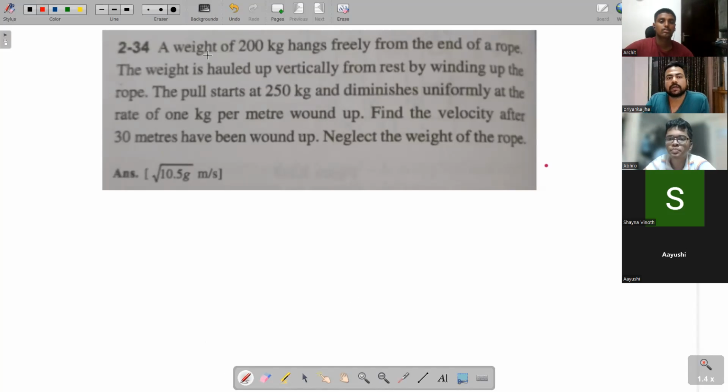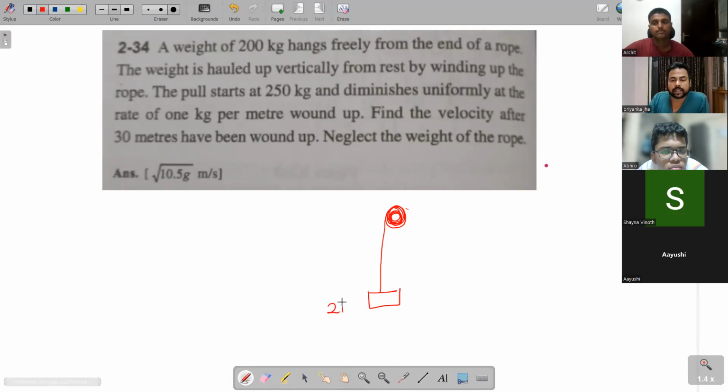Okay, see, I'll solve the question. A weight of 200 kg hangs freely from the end of a rope. The weight is hauled up vertically from rest by winding up the rope. See, suppose here the rope is wound up. Here, this body is 200 kg at rest. And the pull starts at 250 kg.